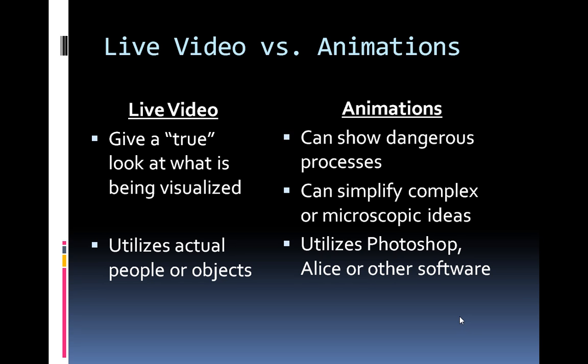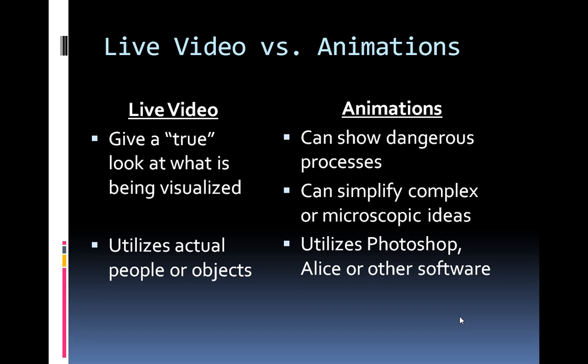Although there is a second type of video called an animation. Animations are using cartoon or computerized graphics in order to make a video. These can be great because they can show dangerous processes that you wouldn't be able to show normally, and they can even simplify complex or microscopic ideas. You can't very well take a flip camera and record the various organelles in a cell, or you can't record the inside of a heart, but you may be able to use an animation to do so. These can utilize Photoshop, Alice, or other software.